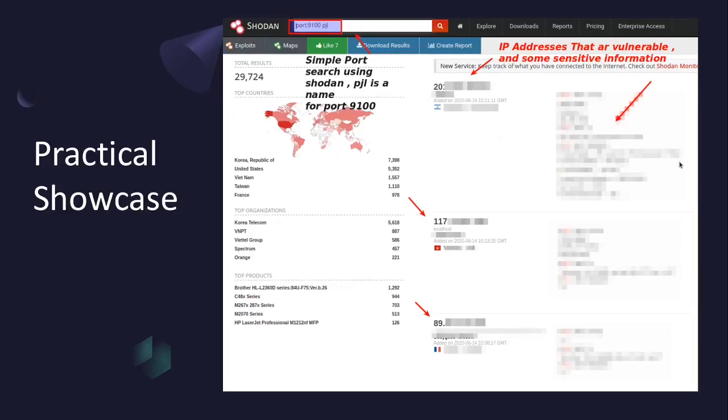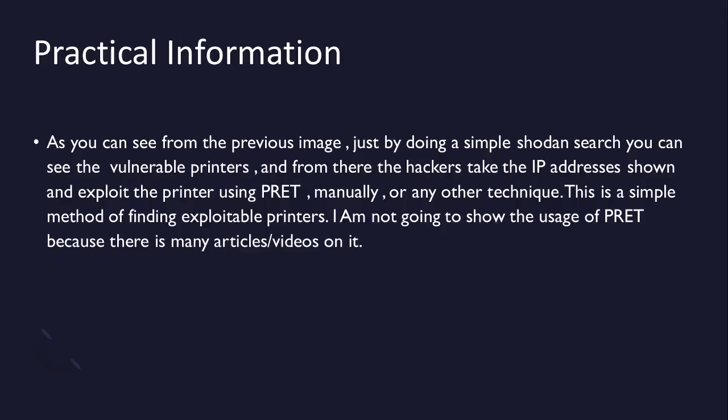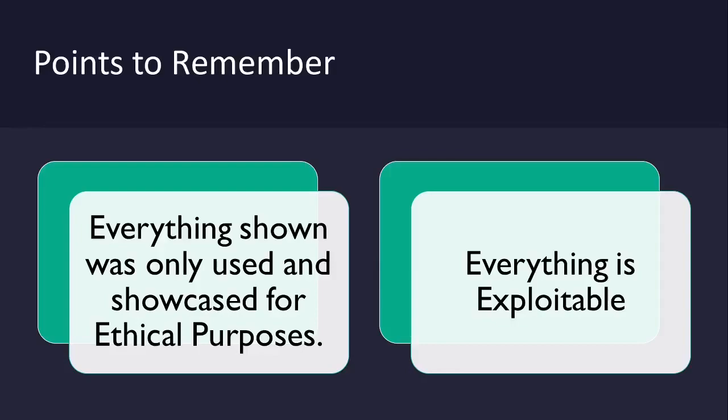So what hackers do is take these IP addresses and exploit them using PRET. PRET is a tool that simplifies the exploitation of a printer, you know? All right, here I explained what I just explained. Here, everything is exploitable, and here are some references that I used.